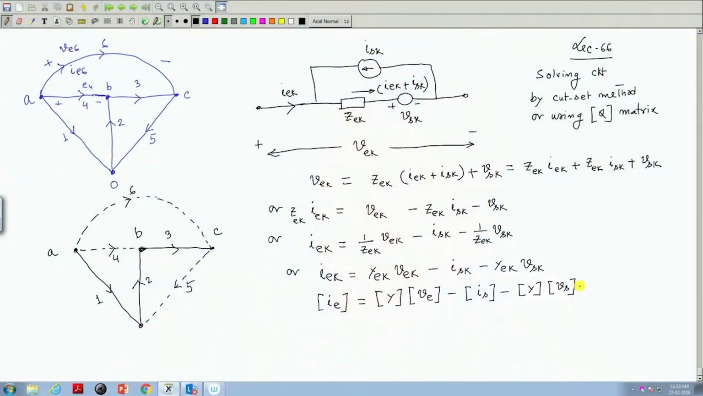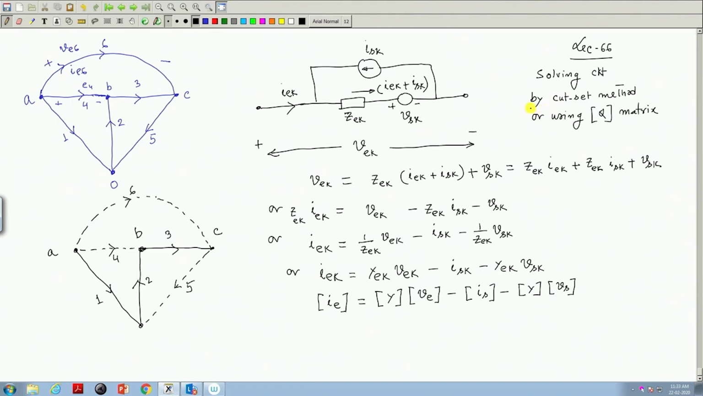Lecture on network analysis. In my last two lectures I told you how to solve a network problem using graph theory, with two methods. One is the nodal method, where the target was to calculate the node voltages, and another was the loop analysis method, where the target was to find the fundamental loop currents.